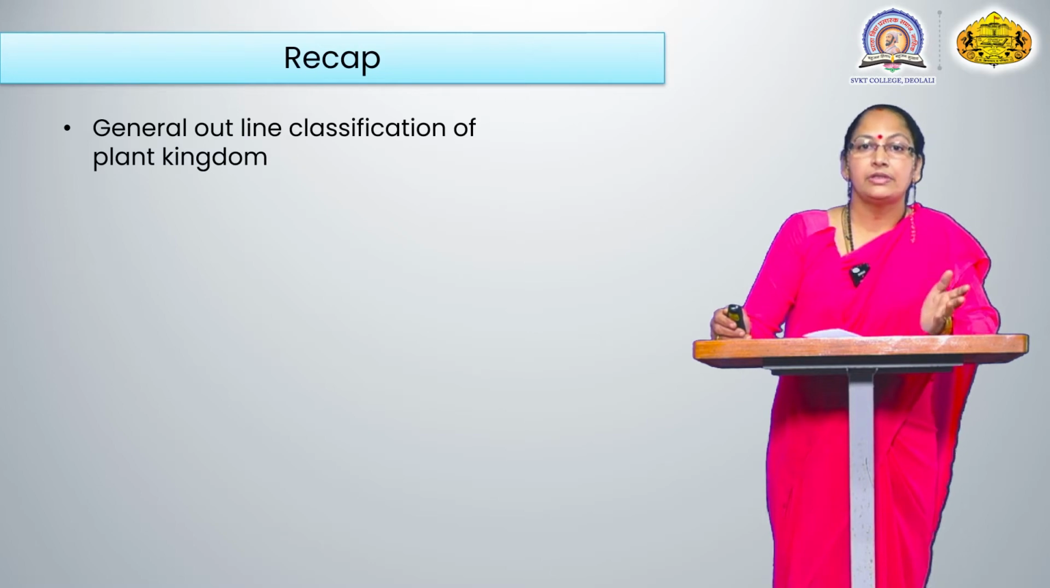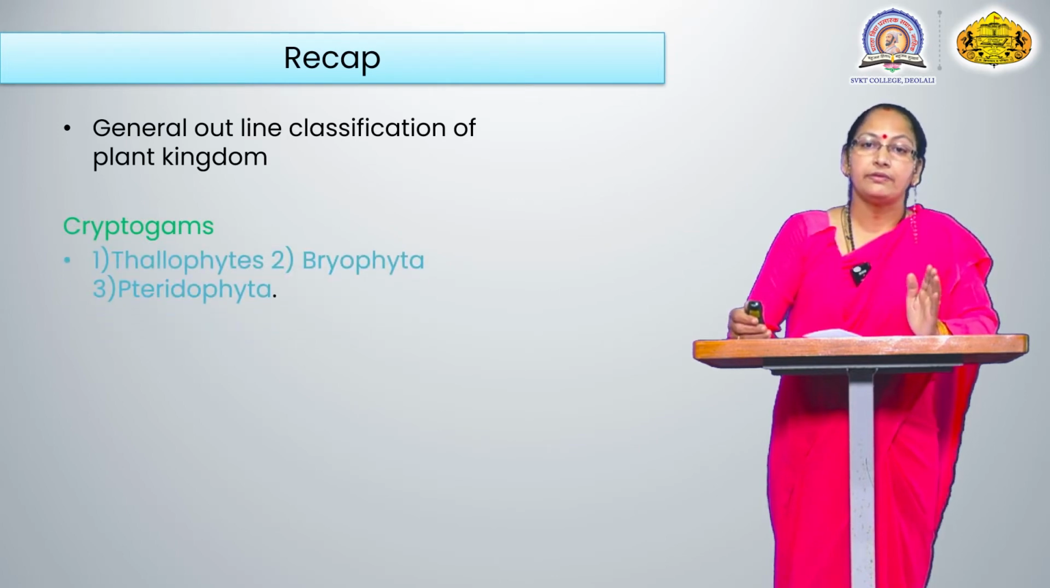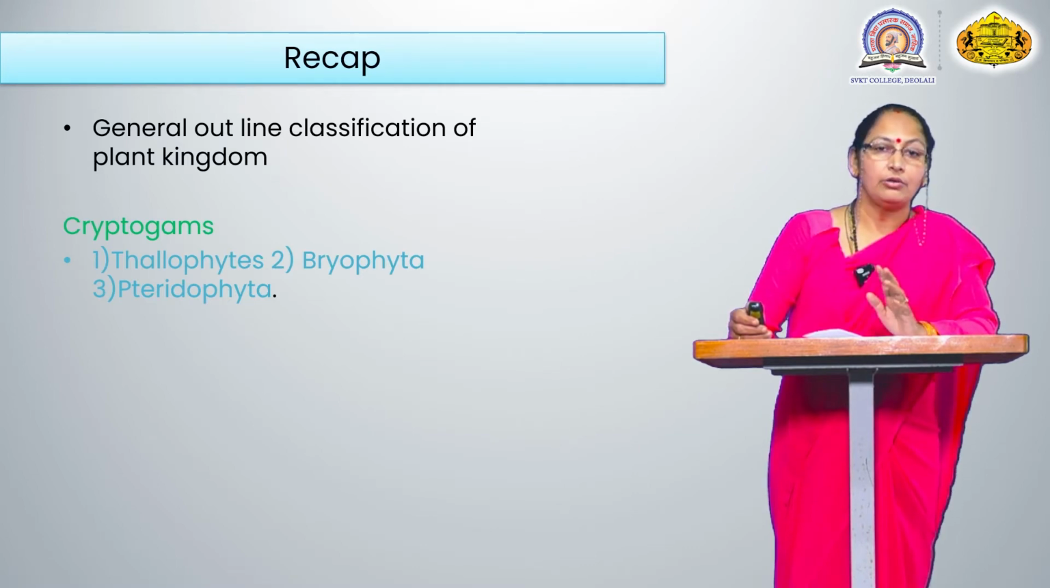We saw this in our last lecture. Next we focus on the cryptogams. Cryptogams are divided into three divisions: Thallophyta, Bryophyta and Pteridophyta. And phanerogams are divided into two divisions: gymnosperms and angiosperms.